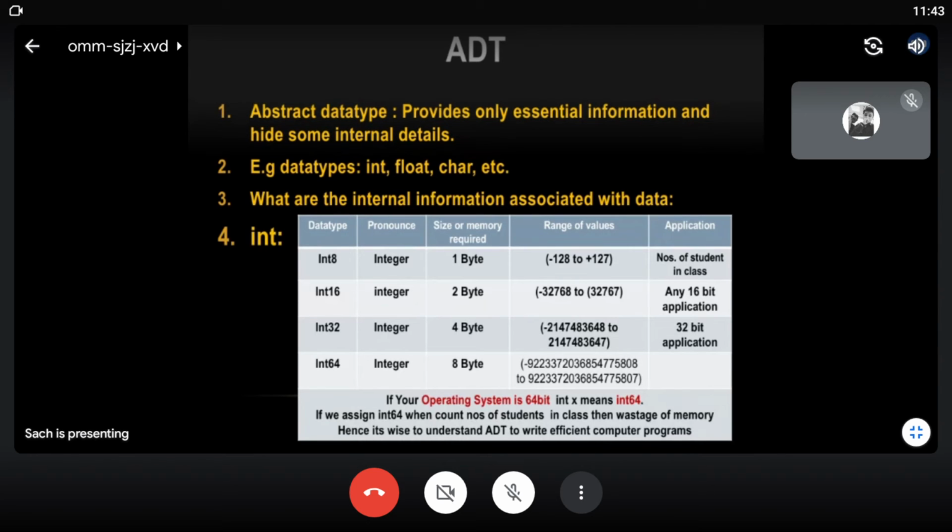Now suppose I use INT 16, that is of 2 bytes. You can see the range is minus 32k to plus 32k. Okay, so it is minus 32768 to plus 32768. Now I am going to use only 100 of that. 100 roll numbers are there. Then what is the use of the other space? So that is wastage of space in computation. So we have to estimate accurate data.